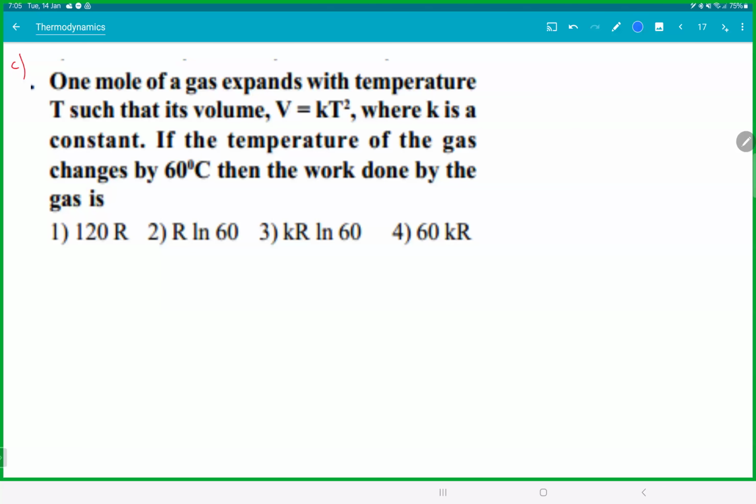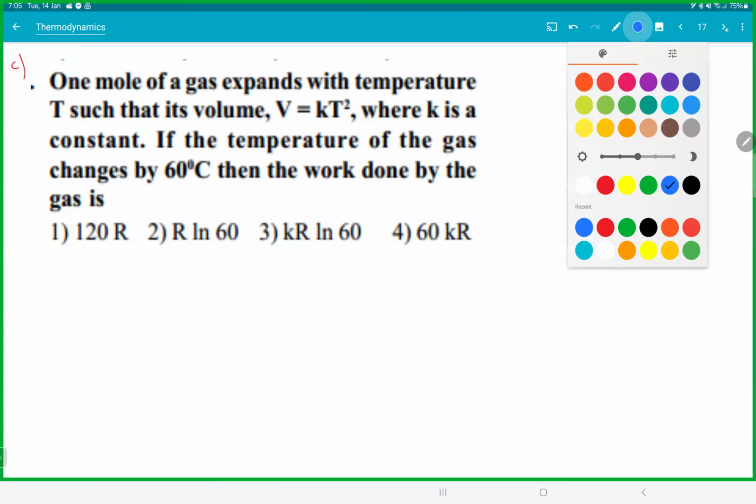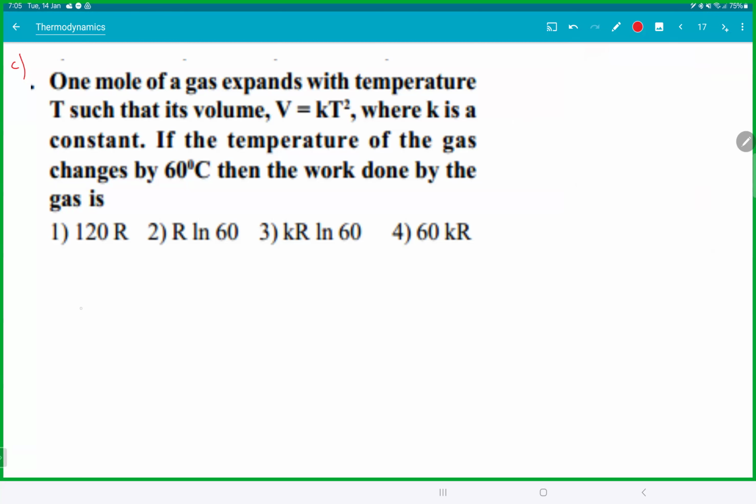Let's see. So one thing, you want work done, there's only one formula. Work done is integral PdV. But the problem here is you are telling me the temperature is changing by 60, so you want everything in terms of temperature. Fair enough. So we have our ideal gas equation, PV is equal to nRT, and V is also kT squared.